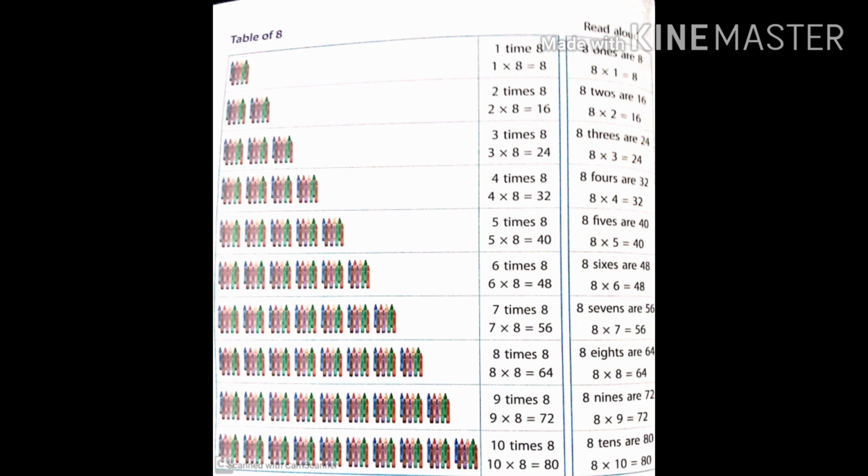Table of 8. Read aloud with me. 8 ones are 8. 8 twos are 16. 8 threes are 24. 8 fours are 32. 8 fives are 40. 8 sixes are 48. 8 sevens are 56. 8 eights are 64. 8 nines are 72. 8 tens are 80.